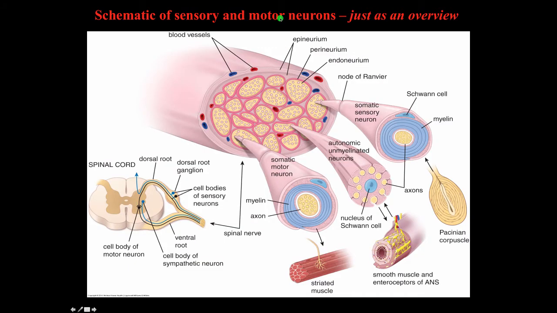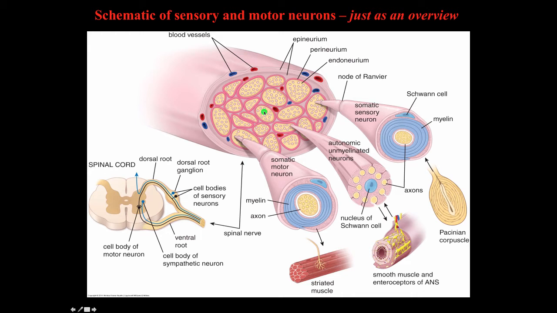This is just a schematic overview of some sensory and motor neurons. I put this on just as an overview, so this part of the diagram just helps you orient. So just showing the spinal cord with some cell bodies within the spinal cord, within the central nervous system, and then some cell bodies within the ganglia. Here would be some of the axons of these nerves. So here would be the diagram of the nerve.